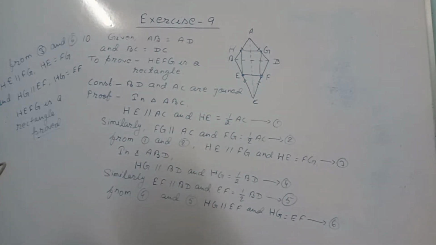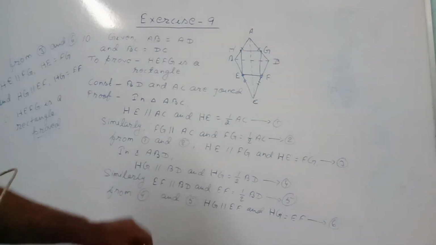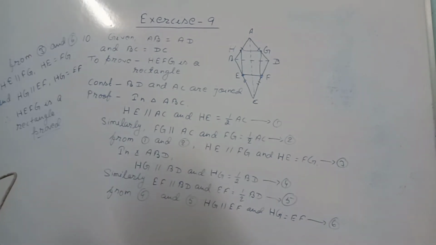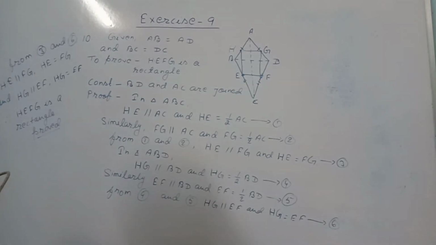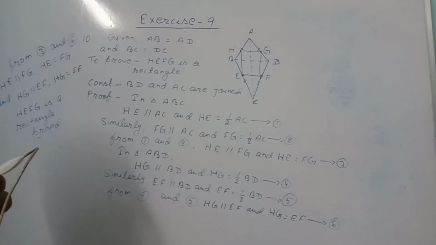Now I came in triangle ABD. In triangle ABD, HG is parallel to BD and HG equal to half of BD from the midpoint theorem, equation number 4. Similarly, EF is parallel to BD and EF equal to half of BD from the midpoint theorem, equation number 5. Using 4 and 5, we can say HG is parallel to EF and HG equal to EF. So this is equation number 6.